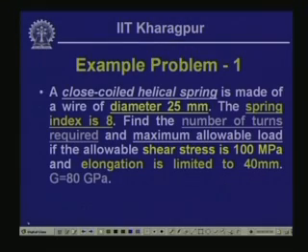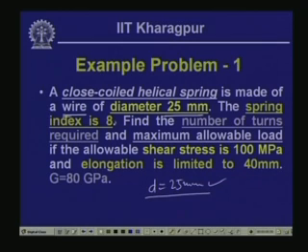Well, then having looked into the aspects of the stresses that are generated in a spring and how to evaluate the deflection of a spring because of the load, let us look into some examples through which we can evaluate these parameters. Now, the example problem here is a closed coiled helical spring made of a wire of diameter 25 millimeter. That means the smaller d equals 25 millimeter. With this, the closed coil helical spring is formed.